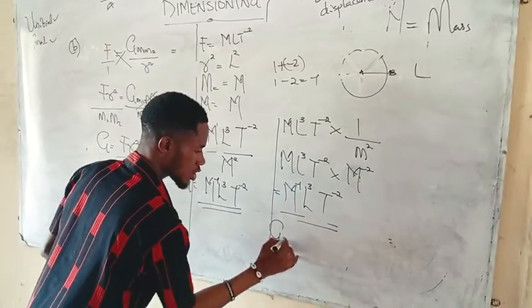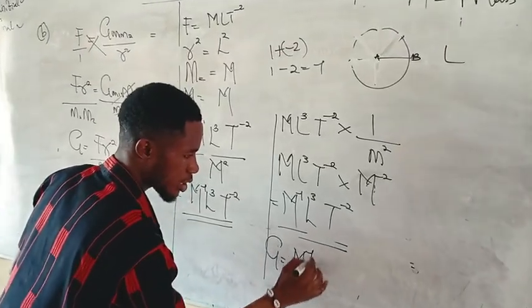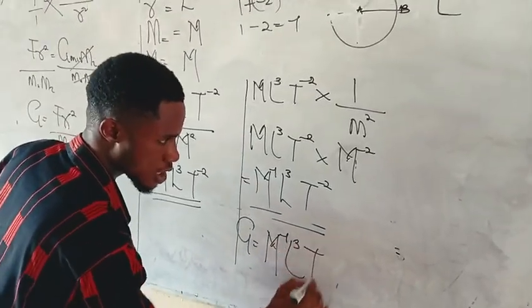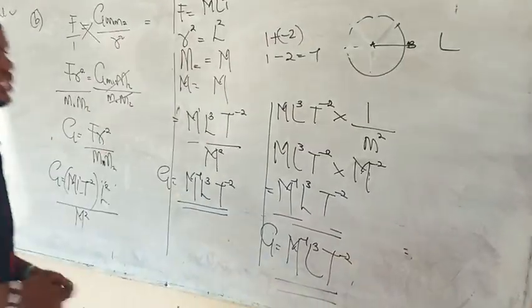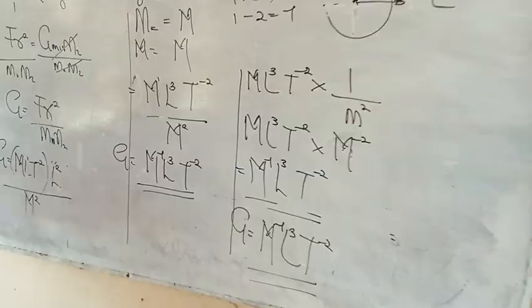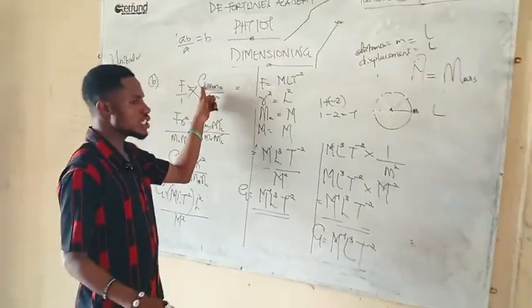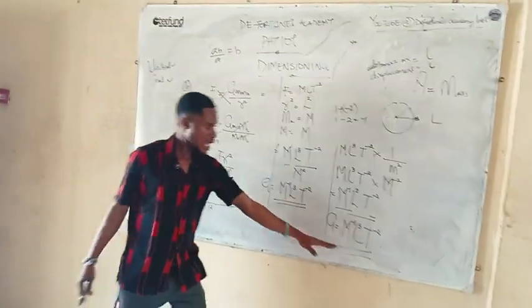So therefore, the gravitational constant is equal to M minus 1, L raised to the power of 3, T minus 2. This is what you'll be asked in your semester exams. You'll be asked to prove or find G, which is the constant. And this is your answer.